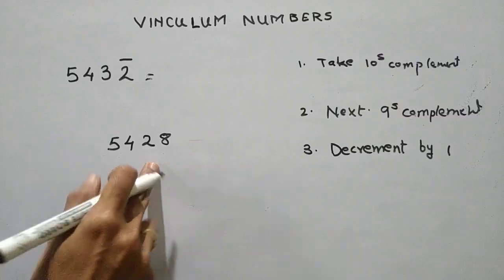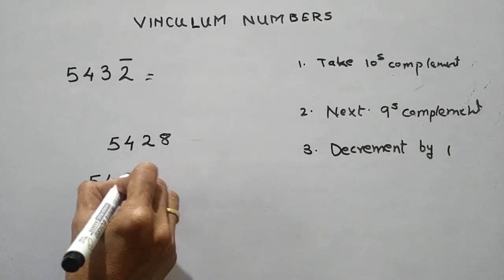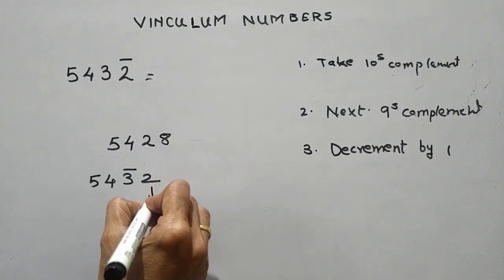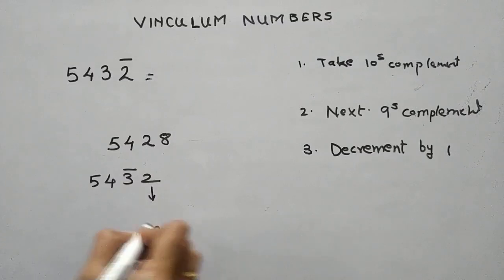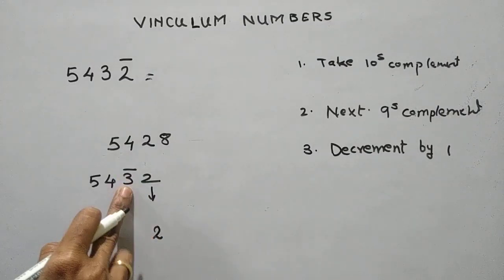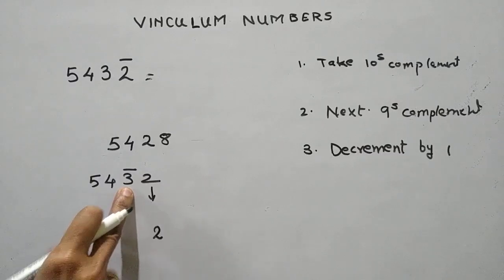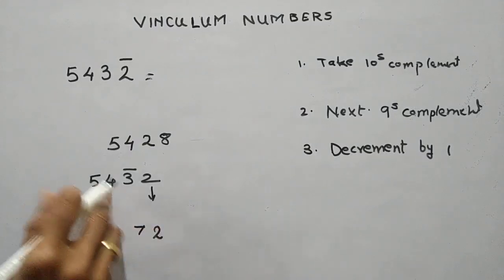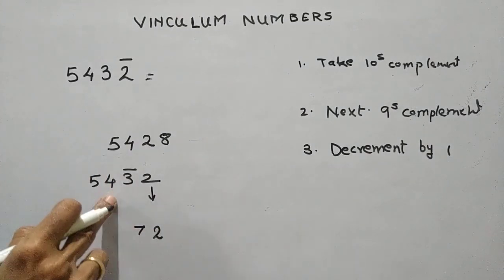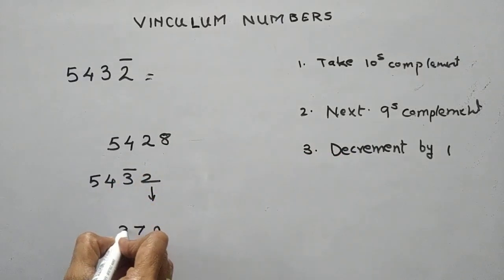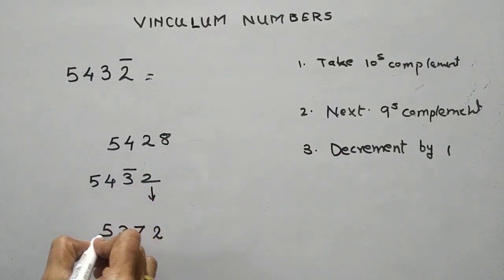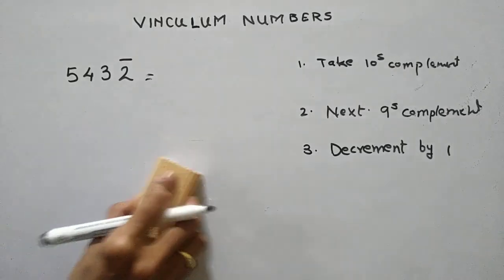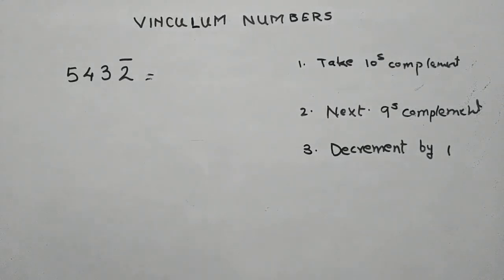Okay, one more example we will take. 5, 4, 3 bar and 2. Here the number is a normal number, so we take it as it is. Then here this is a vinculum number, so we take tens complement. So tens complement is 7, and the next number is not a bar digit, so what we do is we decrement it by 1. So we get 3 over here and we have 5. So this is how you convert normal numbers to vinculum and vinculum numbers to normal number.